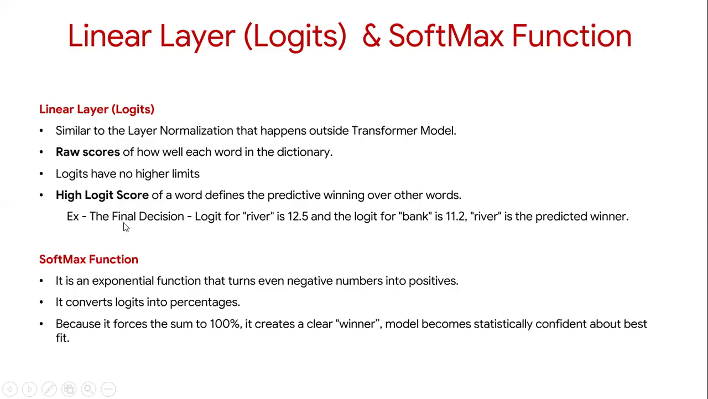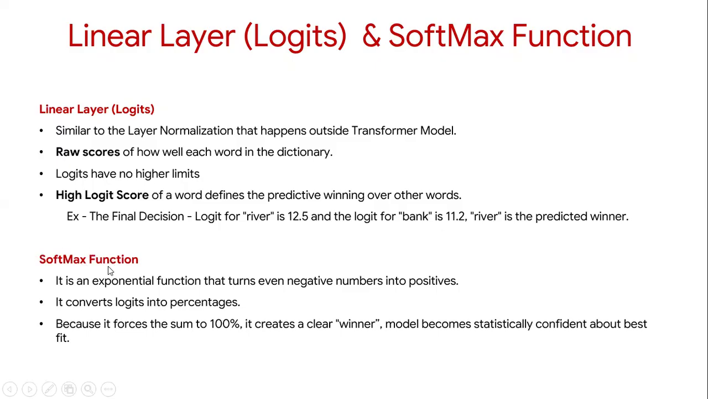Like we have seen in the final decision, the logit for river is 12.5 and the logit for bank is 11.2. It seems that the bank is relating to the river, so the river is the predicted winner. Here, the linear logit makes the prediction of a winner, not the exact word that gets in the output.